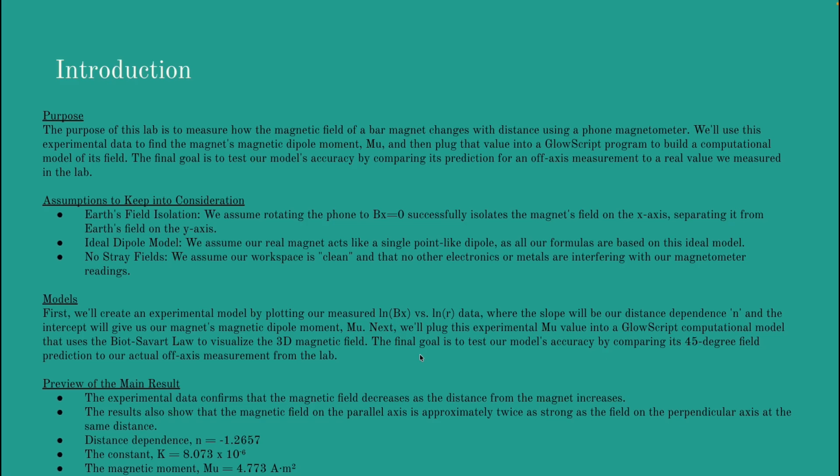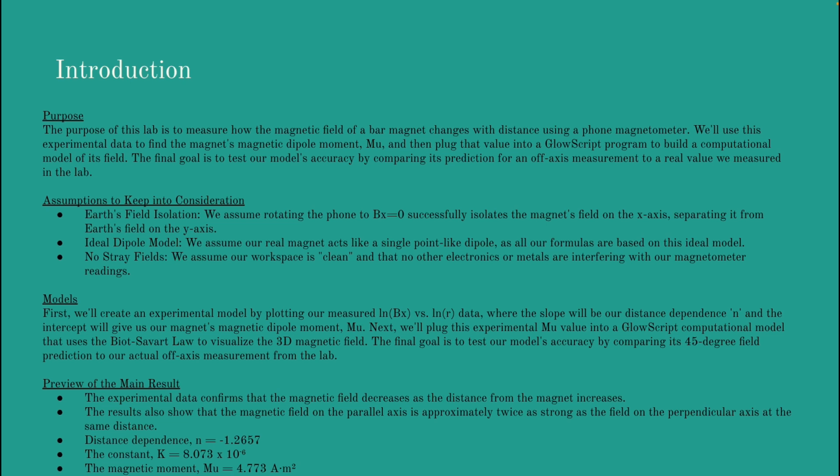The purpose of this lab is to measure how the magnetic field of a bar magnet changes with distance using a photomagnetometer. We'll use this experimental data to find the magnet's magnetic dipole moment, mu, and then plug that value into a closed group code to build a computational model of its field. The final goal is to test our model's accuracy by comparing its prediction for an off-axis measurement to a real value we measured in the lab.